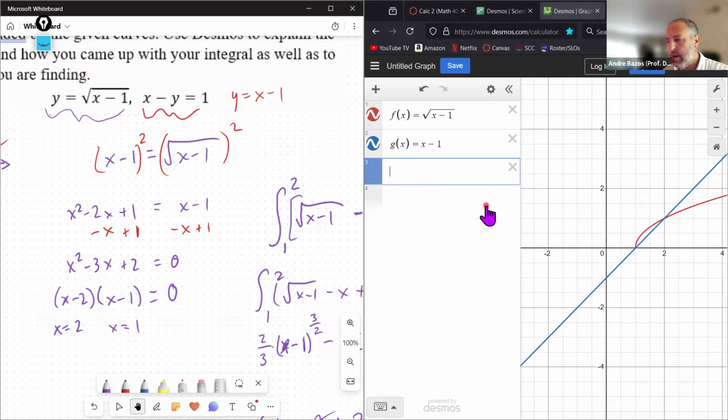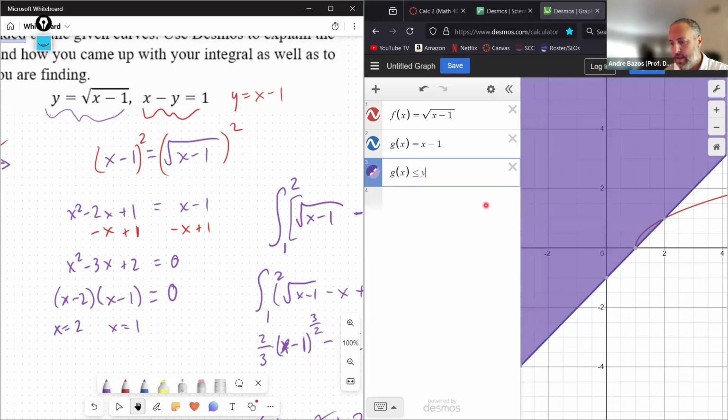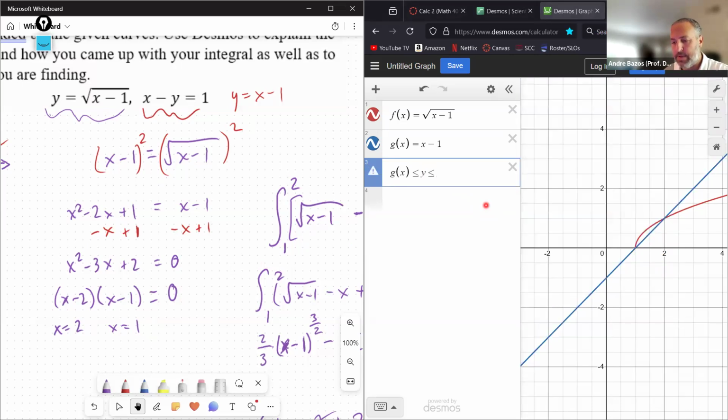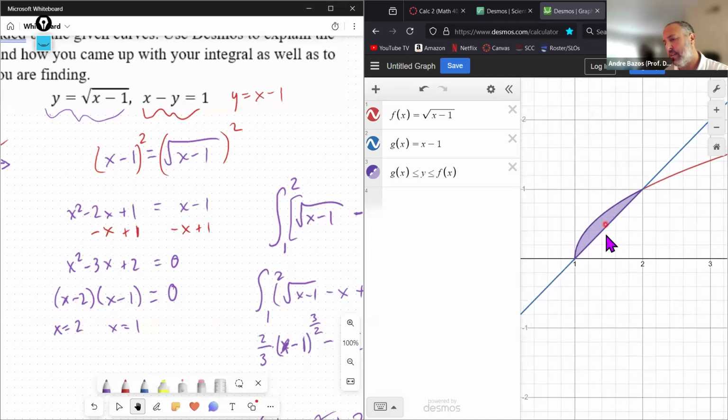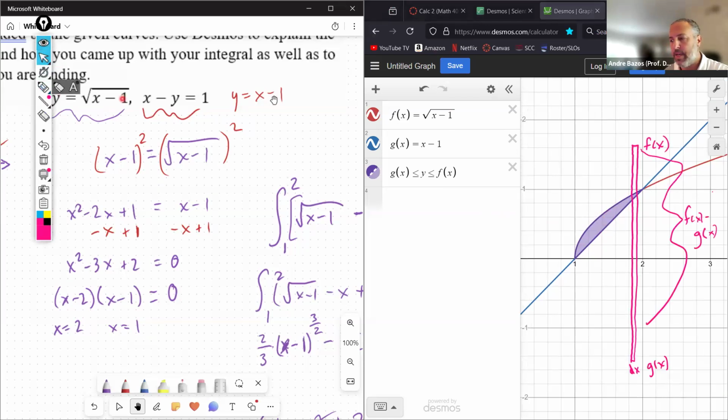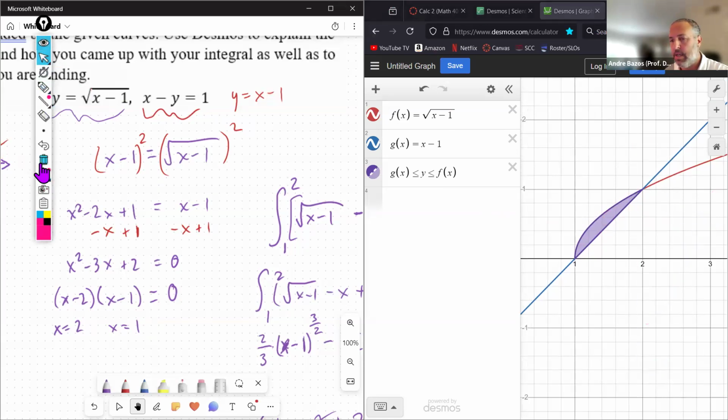So let's do our shading, just to kind of get a little graph going. My g of x is the smaller one, so g of x is less than or equal to y. I just like seeing this stuff personally. I don't think it helps me figure out what's wrong, but it just helps me visualize it. There's my column, right? Let's go ahead and get the column going. So I can clear, delete, and let's draw the column.